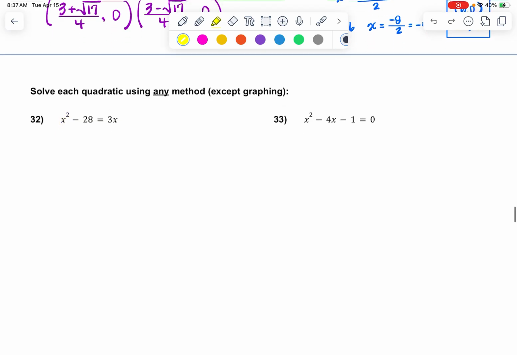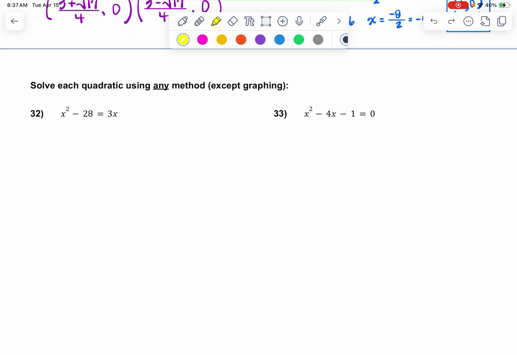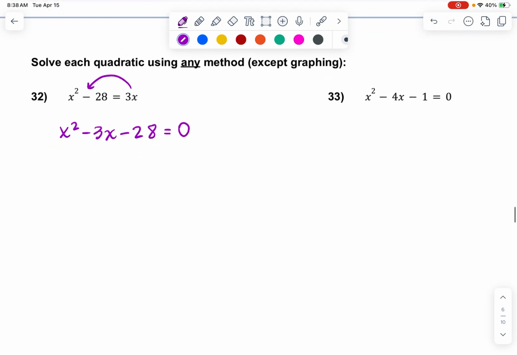Now remember, you can only use the factoring method if it's factorable, right? And quadratic formula works 100% of the time. So you can take that or leave it, whichever one you want to do. I'll change it up a little bit here and see if things are factorable. On number 32, though, we need to move that 3x to the other side. So we're going to subtract it over, and I'm going to put them in the middle because I need my equation in standard form, right? ax squared plus bx plus c.